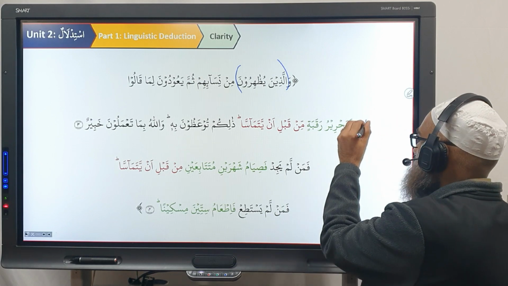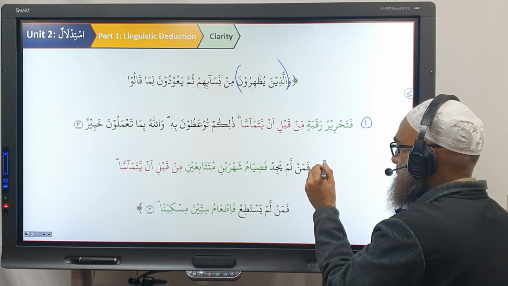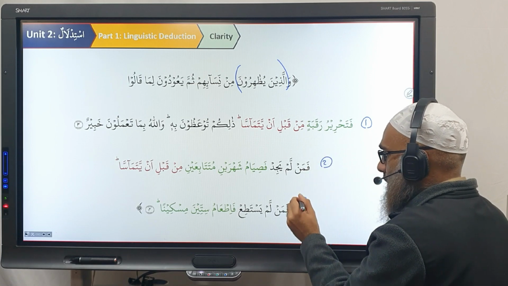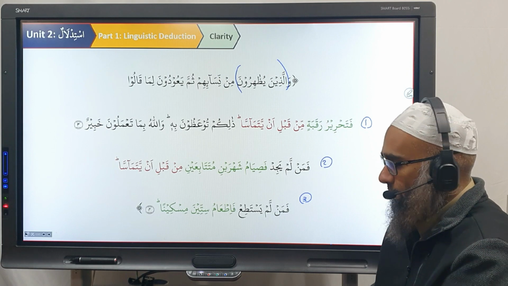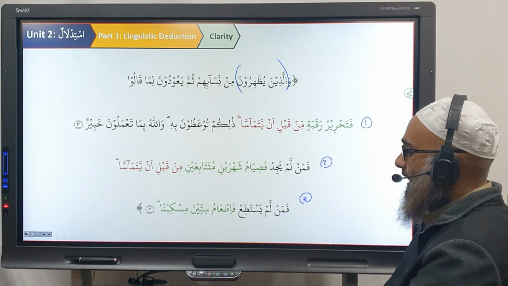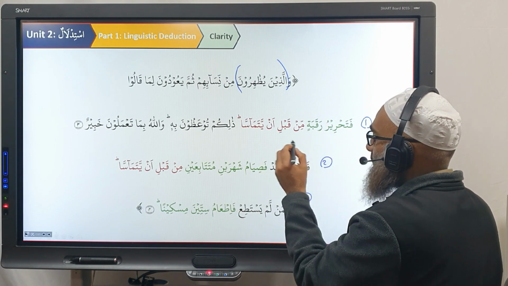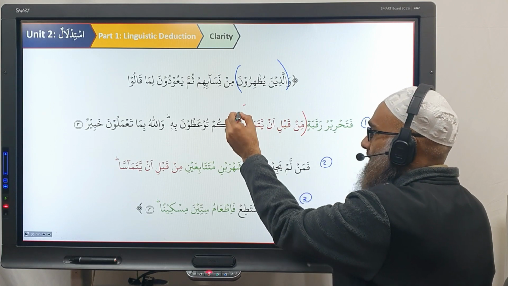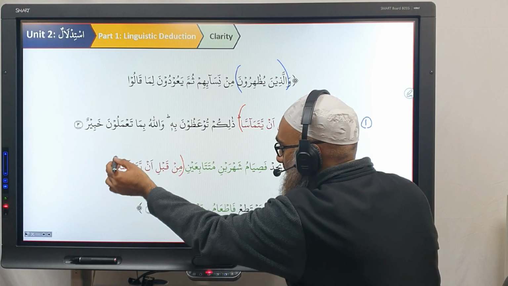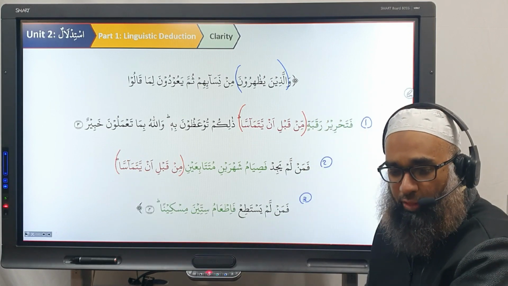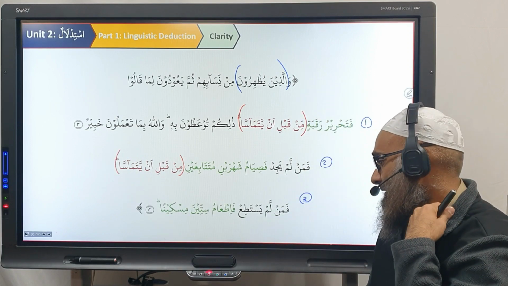So option 1, option 2, and option 3. We have 3 options, correct? So far so good. Now in option 1, what do we have here? In option 1 it says here, tahrir raqabah min qabli an yatamasa, fa shahrayni mutatabi'ayni min qabli an yatamasa. The first two, are they mutlaq or muqayyad?